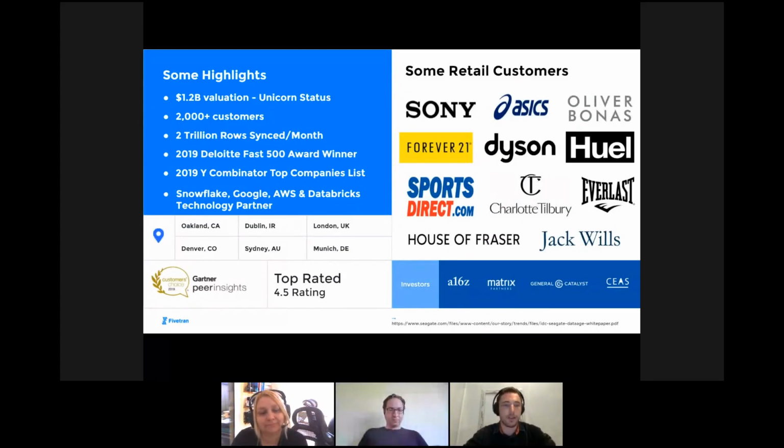partnered with a number of tech partners, including Snowflake, Google, AWS, and Databricks as well. We have offices globally. I'm based in the London office. We have an EMEA office in Dublin, a US office, as well as an APAC office in Sydney, and we have an office in India as well, and Munich.